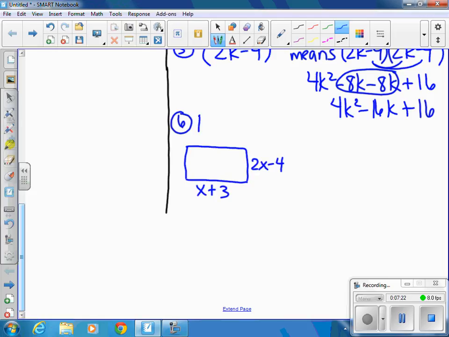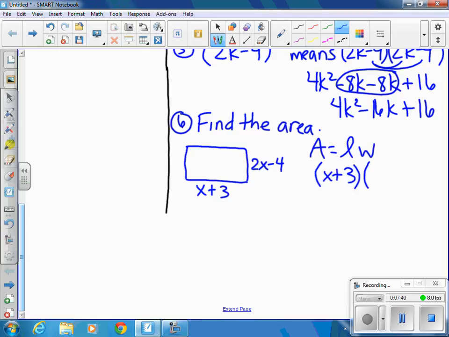And then the directions are going to ask you to find the area of this rectangle. Now you should be able to recall from your pre-algebra days that the area formula for a rectangle is length times width. And if we take these binomials and we put them together, it's going to look exactly like your FOIL pattern. X plus 3 is one binomial times 2x minus 4 is the other one.